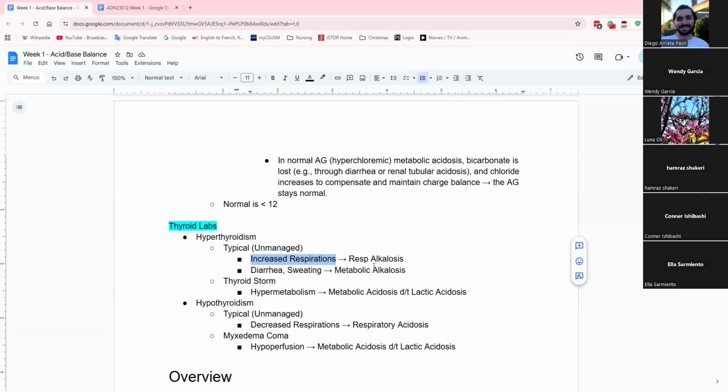When you go into a full-on thyroid storm, your body is now burning things faster than it needs to. Your body's oxygen demand is a lot higher. Your body in general, right?